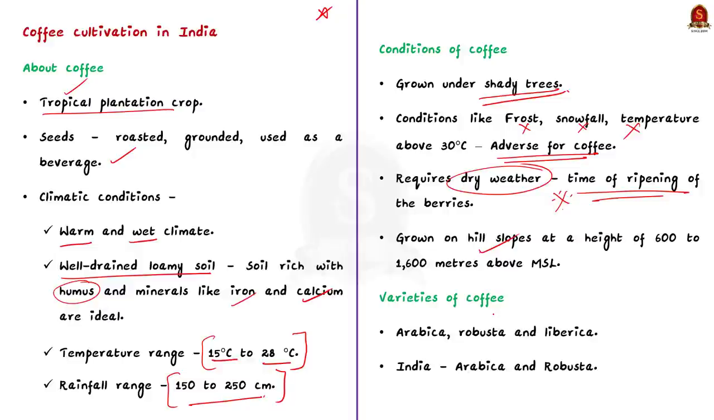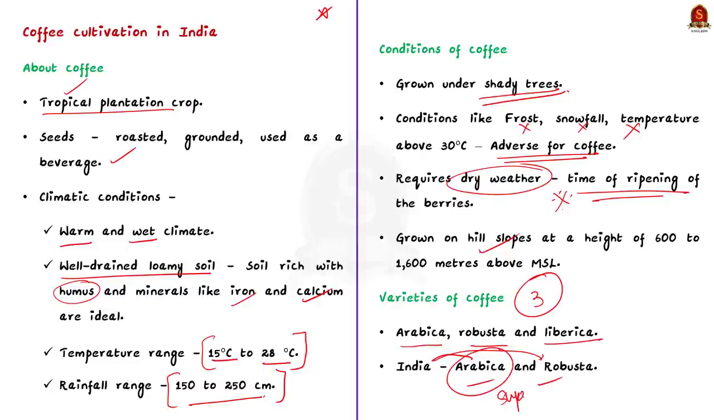Now let us see the varieties of coffee. There are three varieties of coffee: Arabica, Robusta and Liberica. Out of these three varieties, India mostly grows Arabica and Robusta. Here, Arabica is a superior quality of coffee.